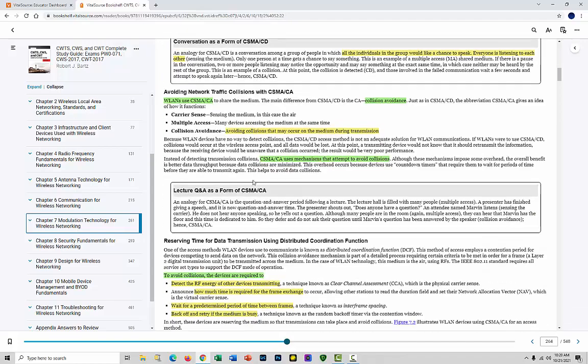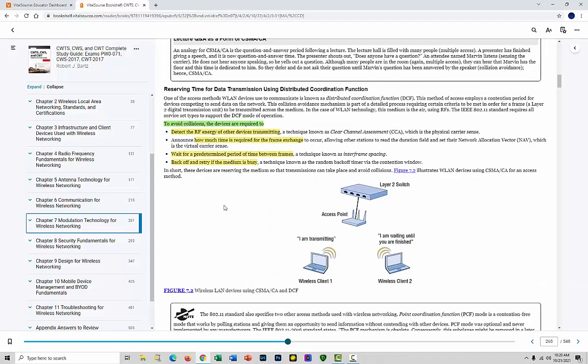Let me come down and find it for you. Here's the big picture of how wireless can try to keep all your communications secure: the devices can detect the radio frequency energy of the other devices on the network. Then it can announce how long the frame takes to traverse the wireless network, so other devices can wait that amount of time before they try again, and they space out their communications.